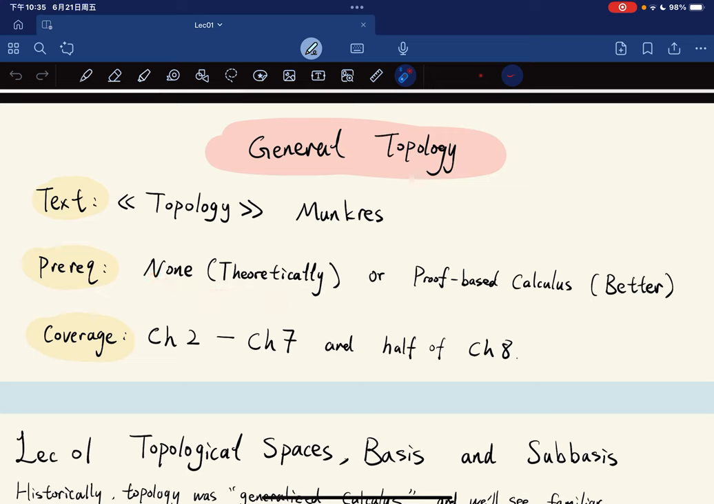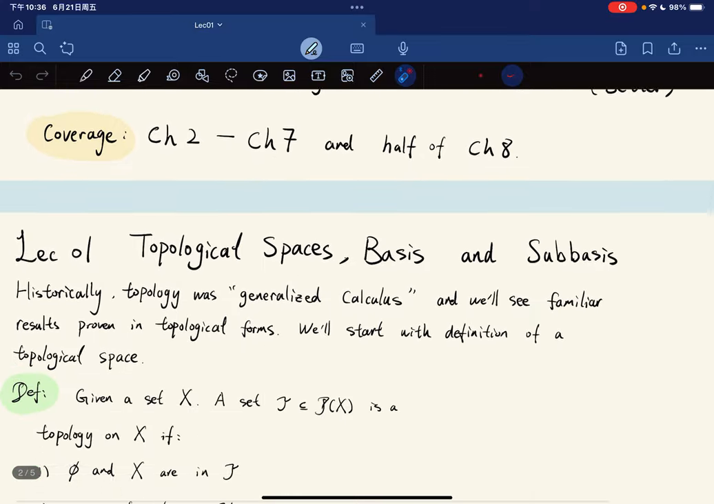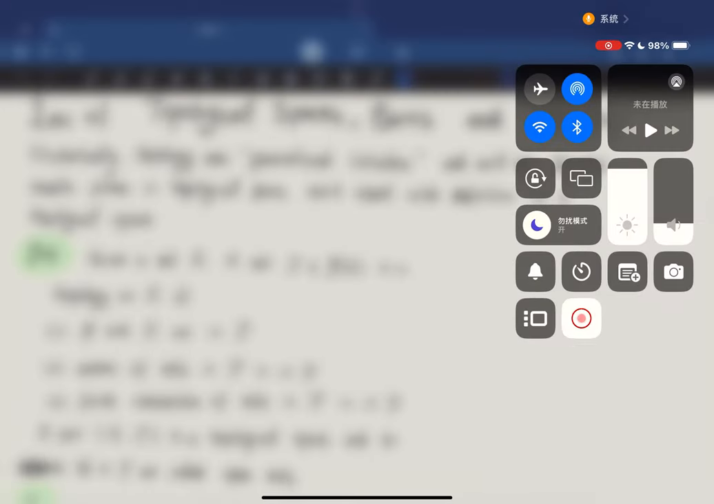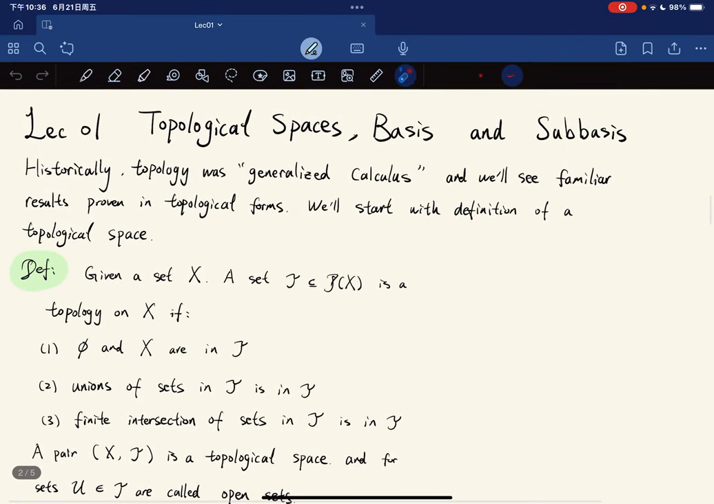But it is a lot better if you have experience with proof-based calculus, namely analysis. Okay? The coverage will be entirely chapter 2 to chapter 7 and some chapter 8 material. So, alright, let's jump to the first lecture. The title for the first lecture is Topological Spaces, Bases, and Subbasis.